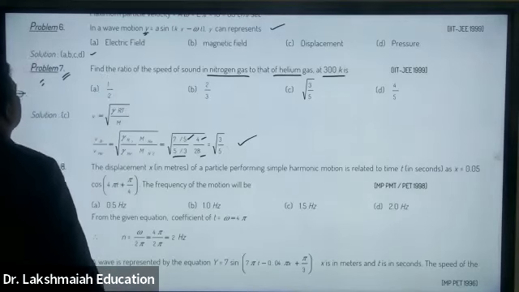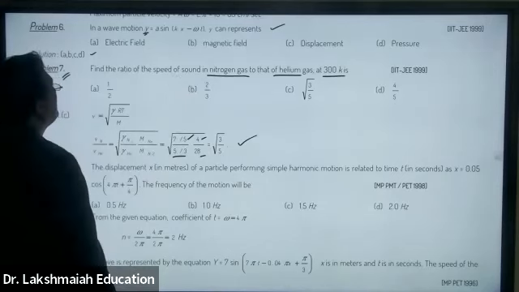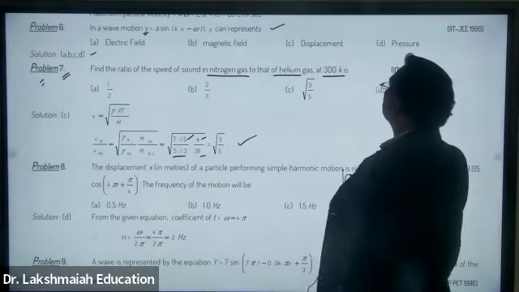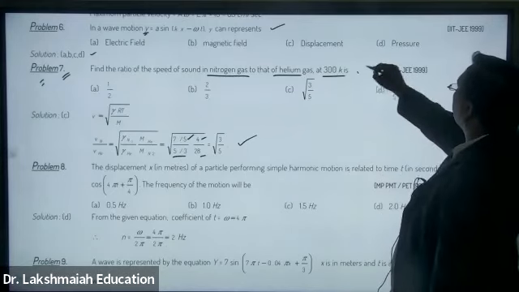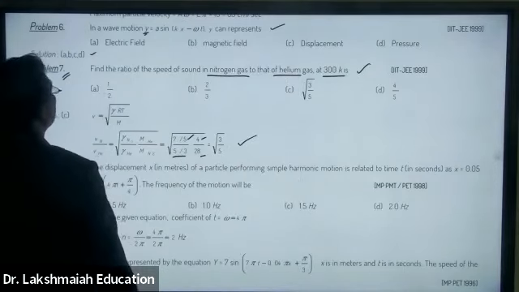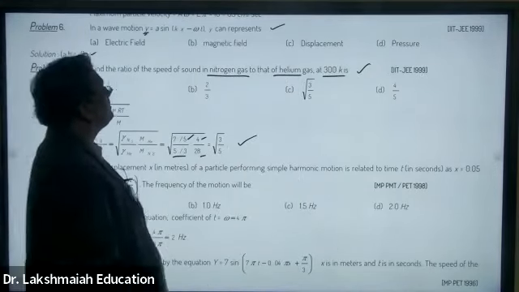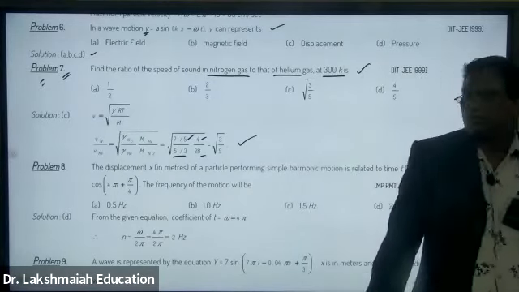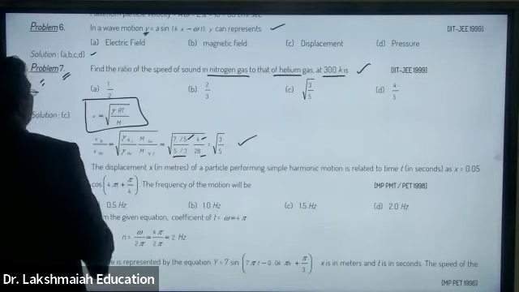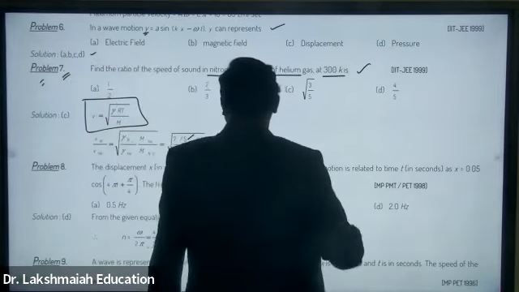Keshav, write this question. It is also related to thermodynamics. Find the ratio of the speed of sound in nitrogen gas to that of helium gas at 300 Kelvin. This is the formula: v is equal to root over gamma RT divided by M. From that you can find root over 3/5.